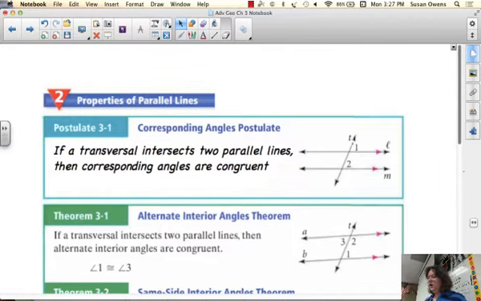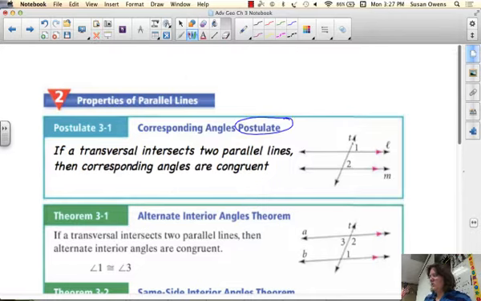You'll find with a lot of these sections, we'll start out with a postulate, and here we do. You need to know which one's the postulate, because remember, postulates are not provable. And then we'll have theorems that are based on the postulate. So the first postulate we have is called the corresponding angles postulate.